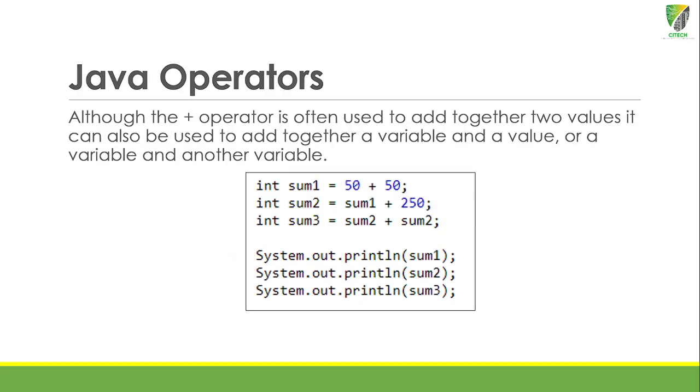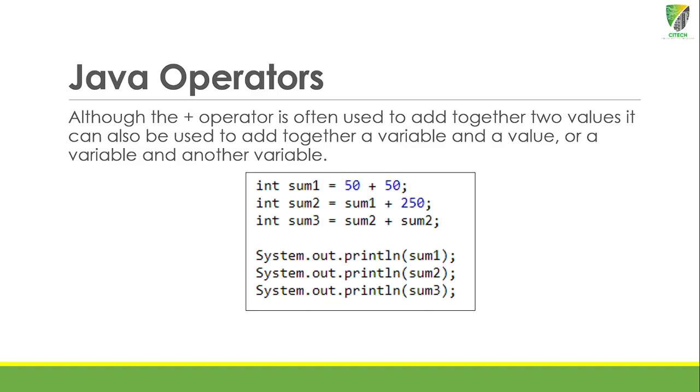Although the plus operator is often used to add together two values, it can also be used to add together a variable and a value, or a variable and another variable. In this example, int sum1 is equal to 50 plus 50. We are adding two values. And int sum2 is equal to sum1 plus 250. So sum1 is a variable and 250 is a value. So we can also add a variable and a value.